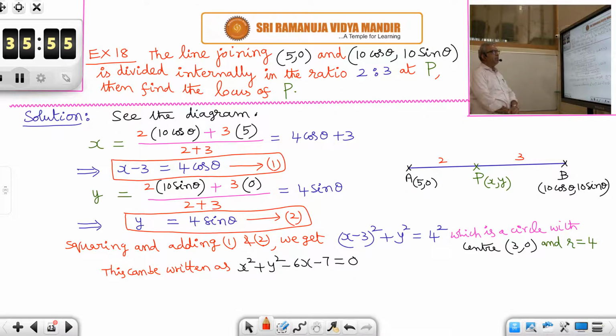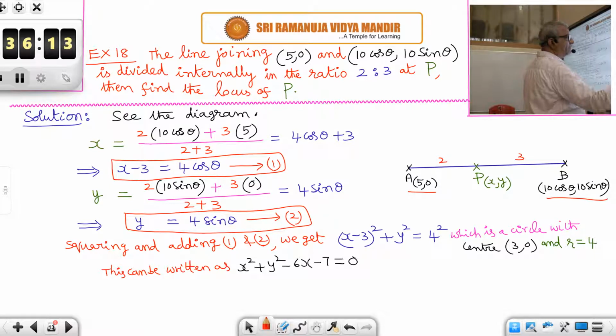The line joining the points (5, 0) and (10 cos theta, 10 sin theta) is divided internally in the ratio 2:3 at P. Then find the locus of P. So I have drawn the diagram. See here, A is (5, 0), a fixed point. B is (10 cos theta, 10 sin theta). This is not a fixed point because theta is a parameter. Theta takes different values, B will be moving.